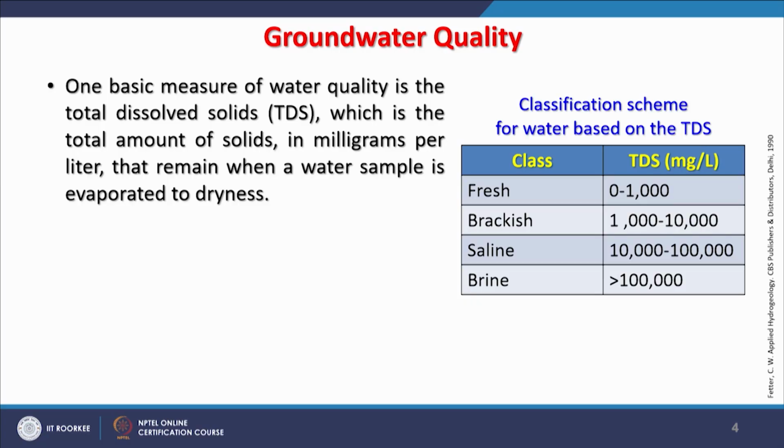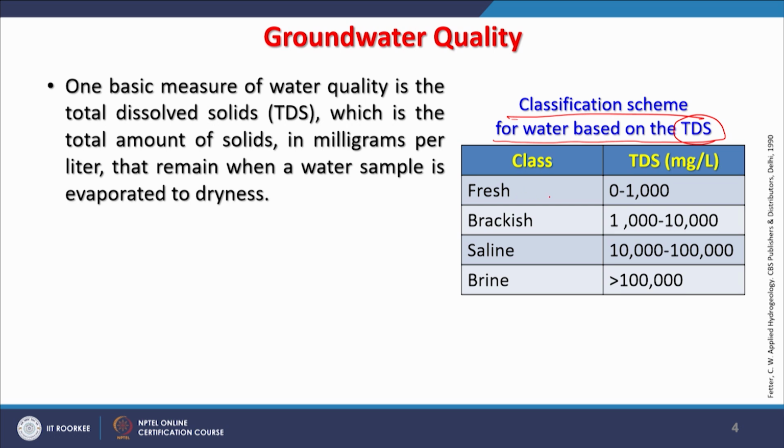So, first of all, we are looking at a classification scheme for water based on TDS. TDS is total dissolved solids. So, what are the basic measures of groundwater quality? First we will look at TDS, which is the total amount of solids in milligrams per liter that remain when a water sample is evaporated to dryness. So, this is how it is measured.